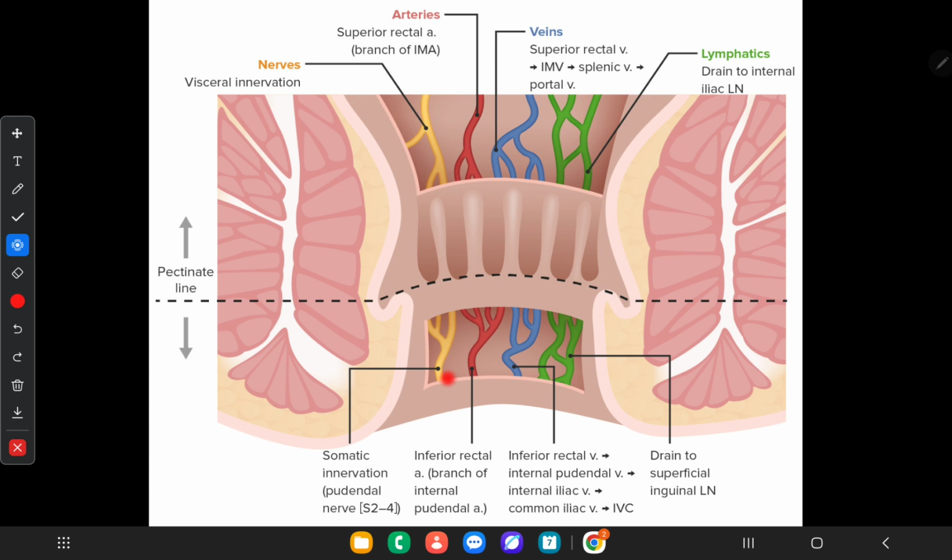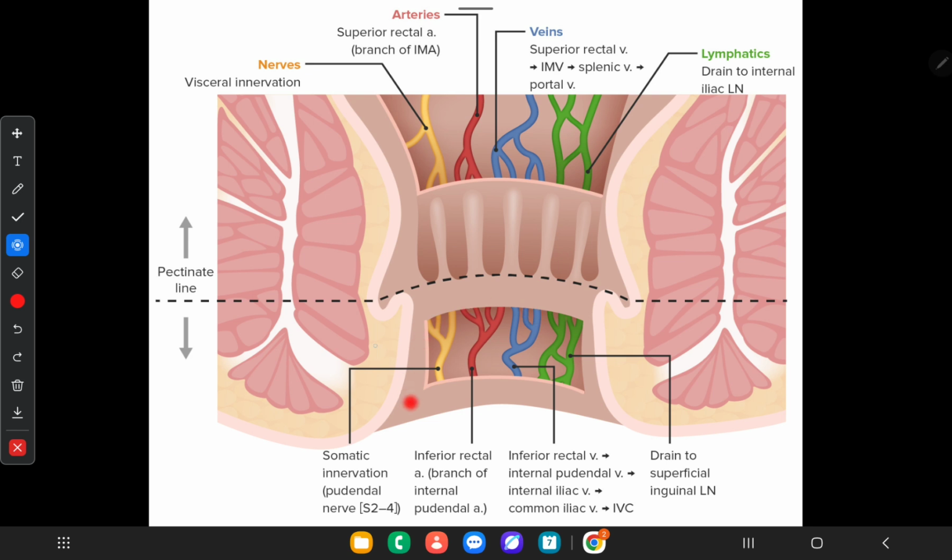Here there is a difference of nerve supply, blood supply, lymphatic drainage and venous drainage according to the development. I told you earlier as well about the pectinate line. Above it, it develops from the endoderm. Below that pectinate line, it develops from the ectoderm. You can see very nicely the upper part of the pectinate line drains towards the superior rectal vein and then to the internal iliac lymph nodes. This is the visceral innervation coming from the endoderm, and the arterial supply is from the superior rectal artery.